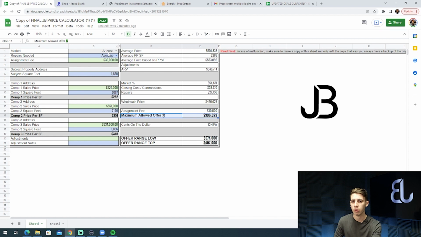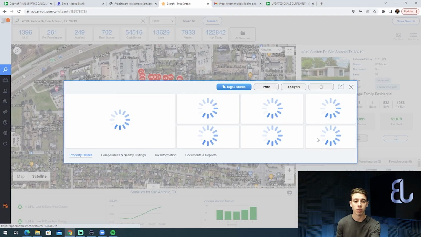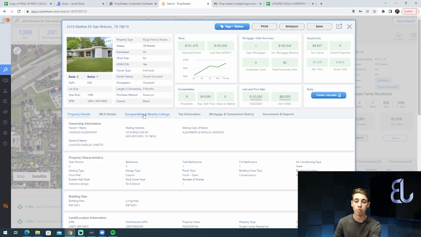And while that property is pulling up, I'm going to go change this to say Texas on the calculator, so that our calculator is accurately calculating for Texas for the investor's profit percentage. Now I'm going to go back here to PropStream. I'm going to click details. Now we're going to get all that property information again.